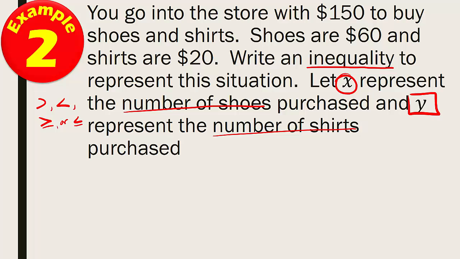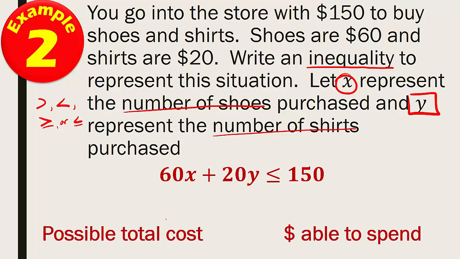Okay. X is the number of shoes. How much did shoes cost? 60. Shirts are 20. And y was the number of shirts. So it's 60x plus 20y. Now, this is a possible total cost here. Okay? That right there. This is how much we have to spend. So this amount over here has to be less than or equal to the amount of money that we're able to spend. It cannot be more. Okay? So remember that. And that's all you have to do is just come up with this inequality. Simple as that.